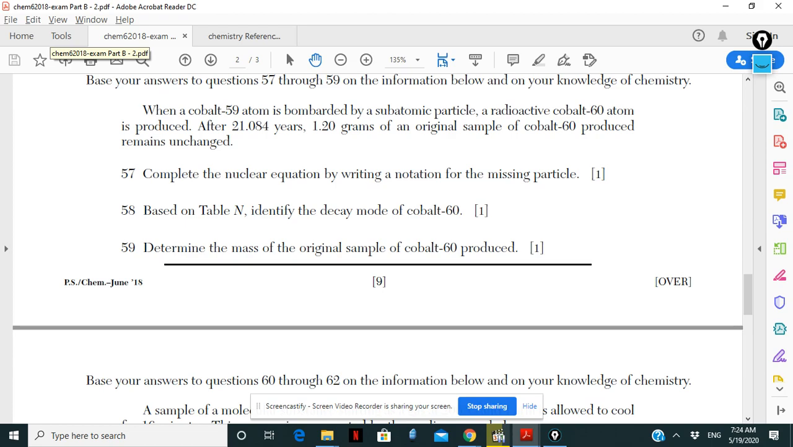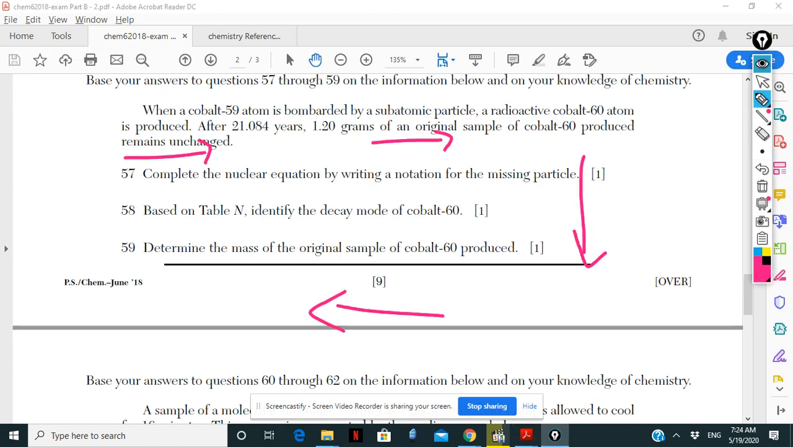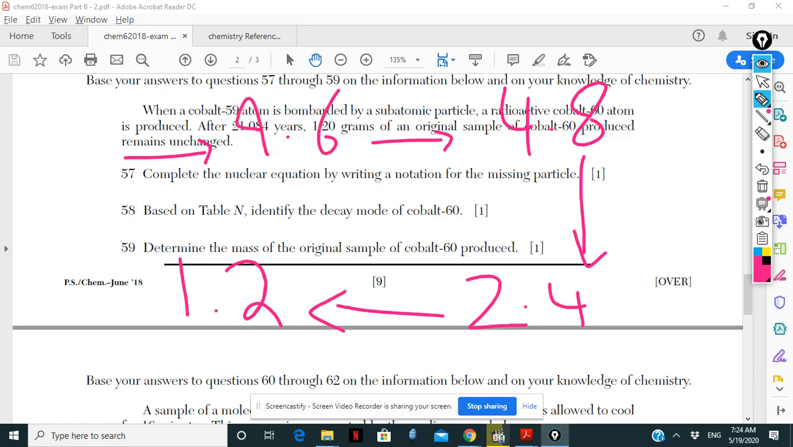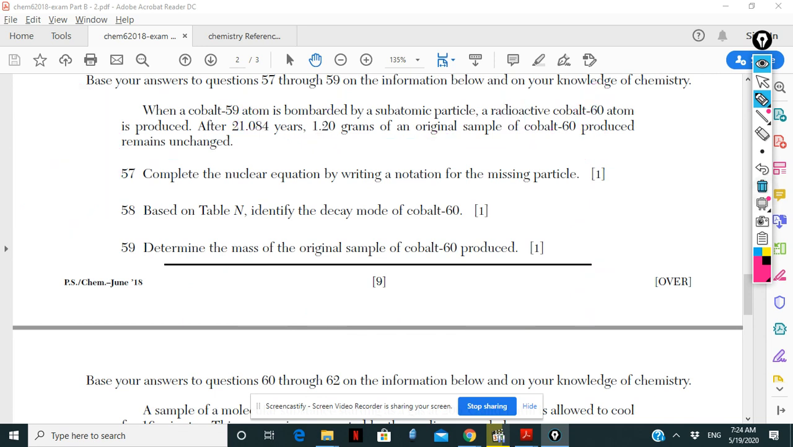I know I have 40 halves. So I end by 1.2, multiplying by 2, giving me 2.4, multiplying by 2 gives 4.8, multiplying by 2 it's 9.6. After that, multiplying by 2, 19.2 grams. So that is the original sample of cobalt 60.